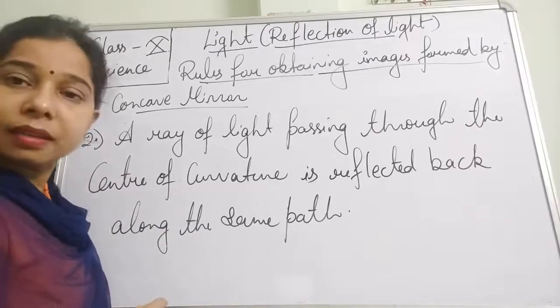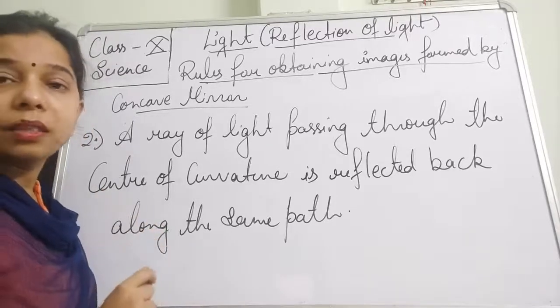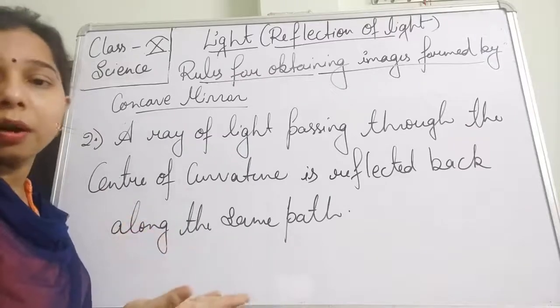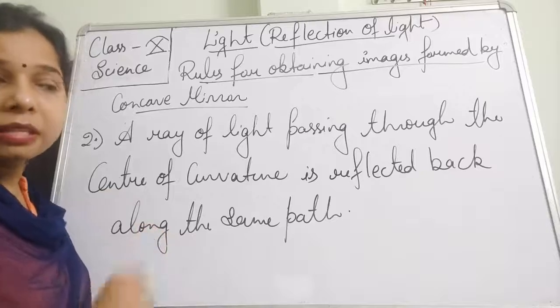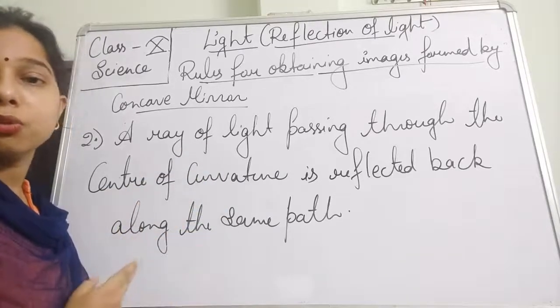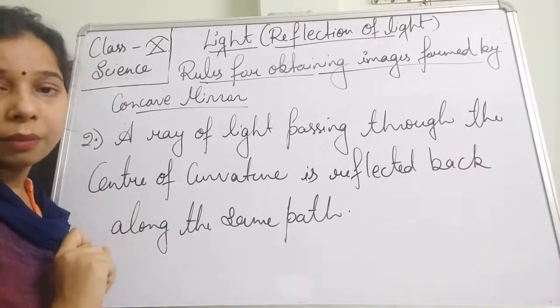So we can say here that any parallel beam of light, parallel to what? Parallel to the principal axis, falls on the surface, it will get reflected back and pass through the focus. This is the first rule.